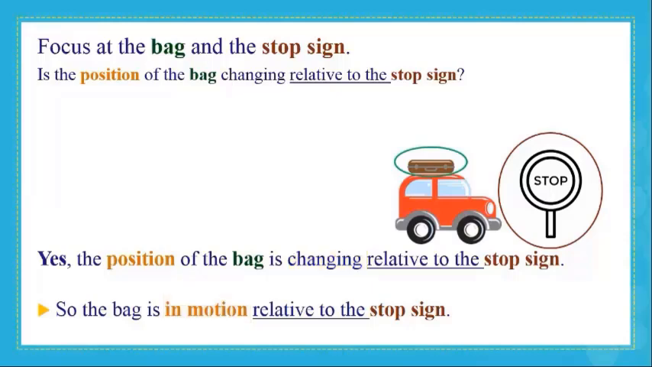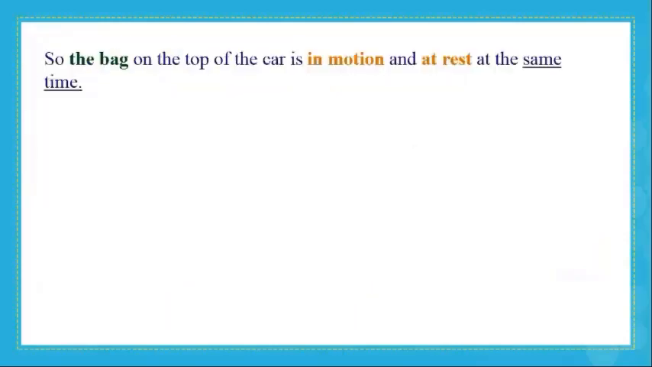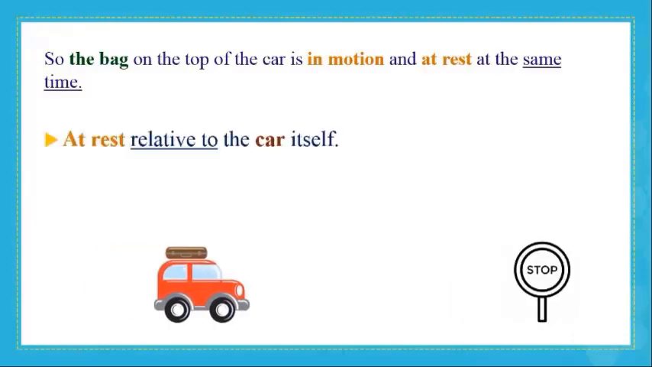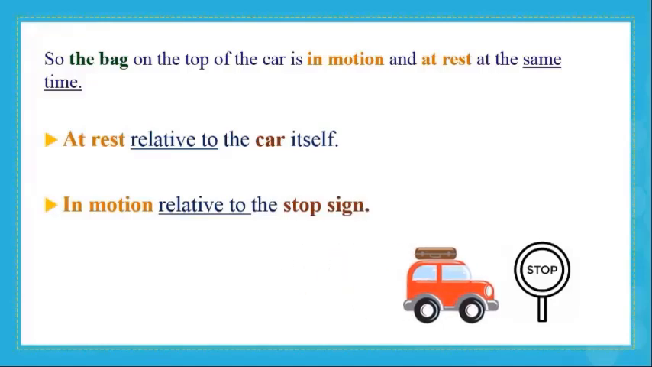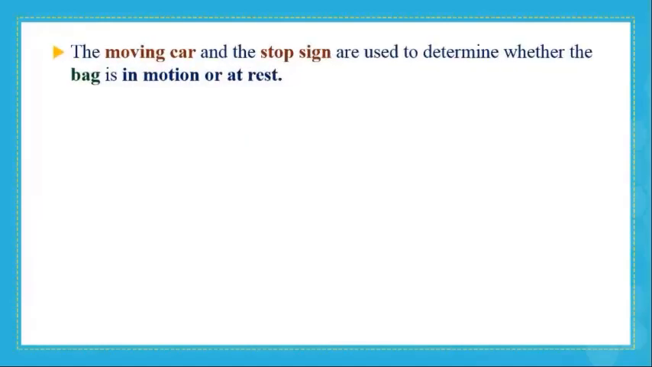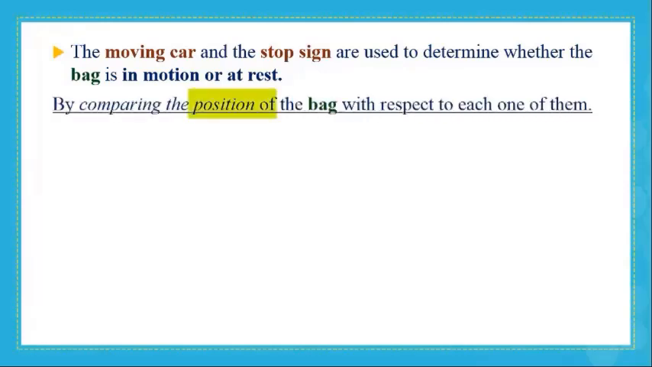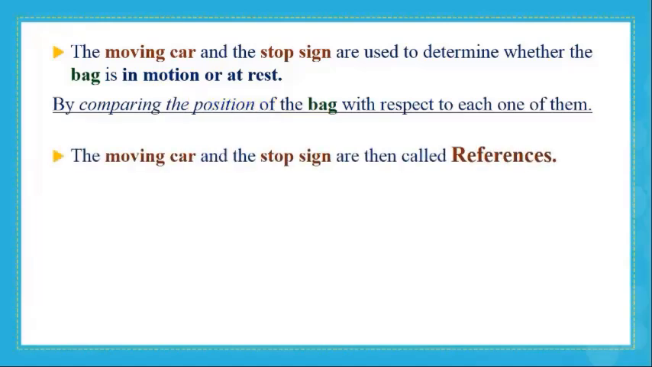As you have seen in the previous two examples, the bag on the top of the car is in motion and at rest at the same time. At rest relative to the car itself, in motion relative to the stop sign. The moving car and the stop sign are used to determine whether the bag is in motion or at rest. How? By comparing the position of the bag with respect to each one of them. The moving car and the stop sign are called references.